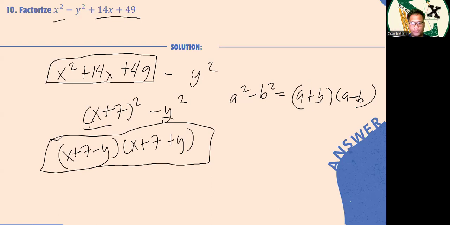Okay. Any questions for number 10? Sir, is it okay to have x plus y plus 7? Yep. You mean rearrange this one? Yep. Okay, that's still accepted. Don't worry about that one. It will be checked manually. Okay. Any other question?